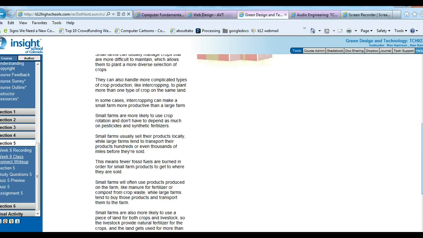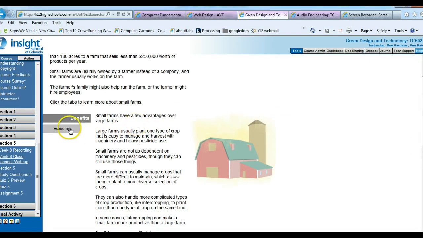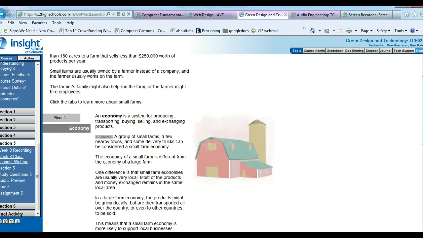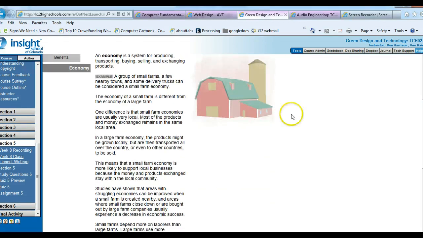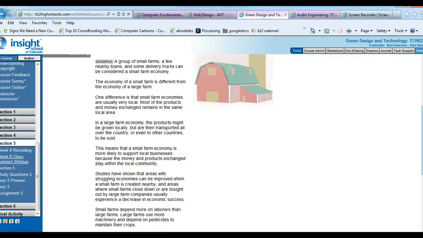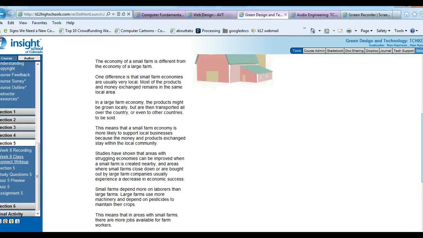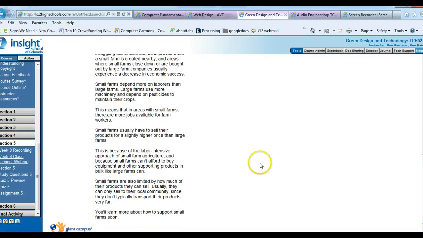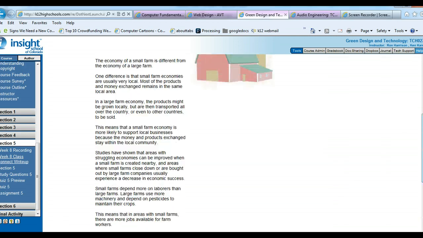Now some things that you can do, let's see if it shows it on this slide, things you can do to support small farmers. I mean, what could you do to support small farmers? Well, imagine if you bought from small farmers at your local farmers market during the summer. Or imagine if you ate at restaurants that bought their stuff from local small farmers. Those are some things that you can do to help small farmers. So this talks more about the economics of small farms.